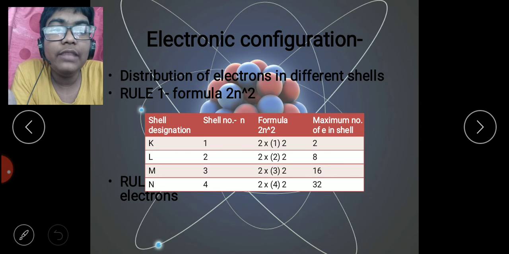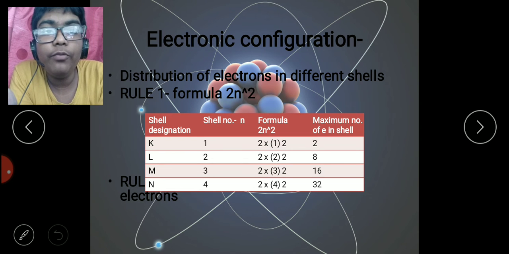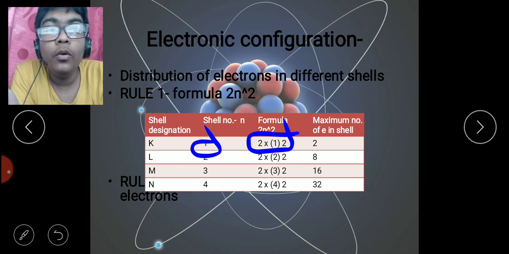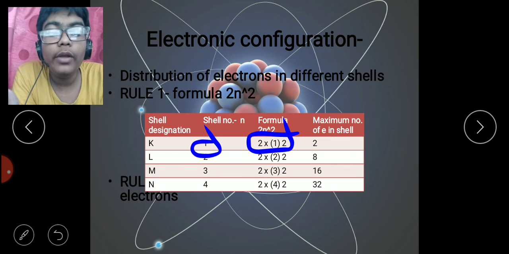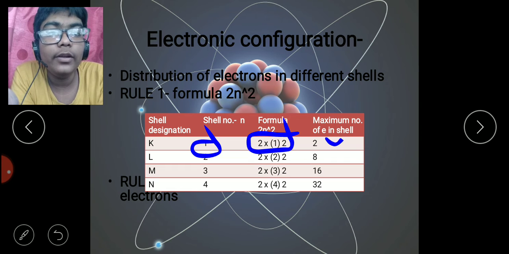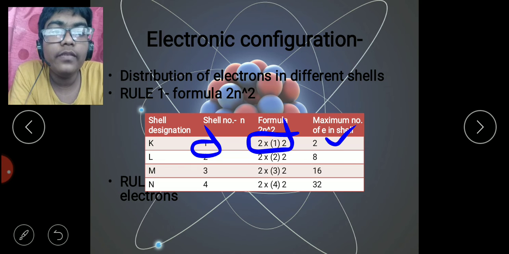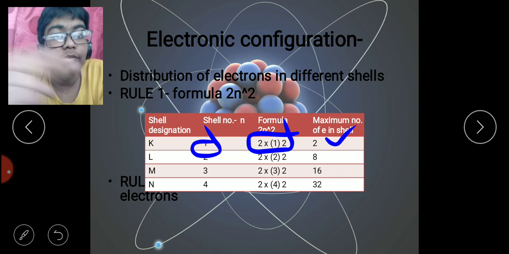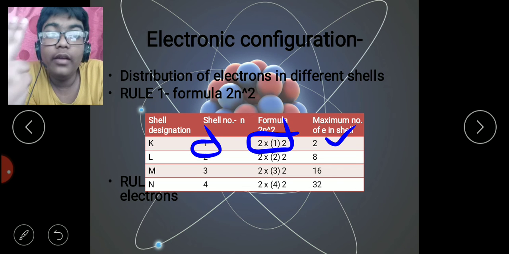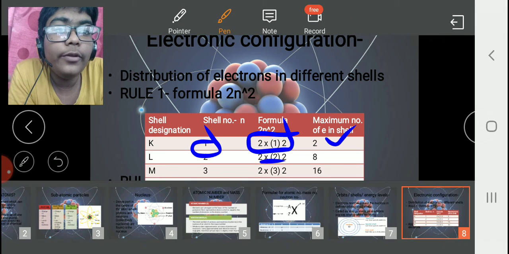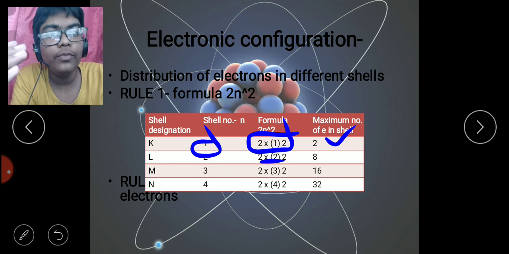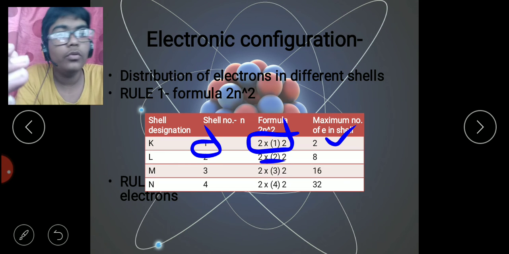For the first shell, the formula is going to be 2 into 1 square, where 1 is the shell number. 1 square is equal to 1 only, so 2 into 1 is going to be 2. The maximum number of electrons in the first shell, that is the K shell, is 2. The L shell, which is the second shell: the formula is 2 into 2 square. 2 square is 4, and 4 into 2 is going to be 8.